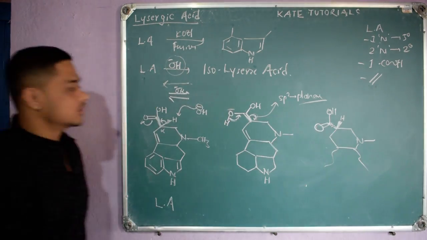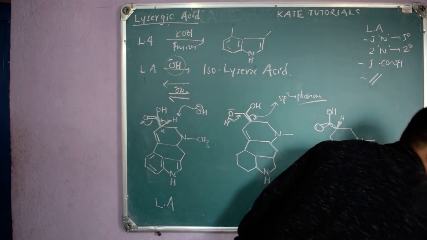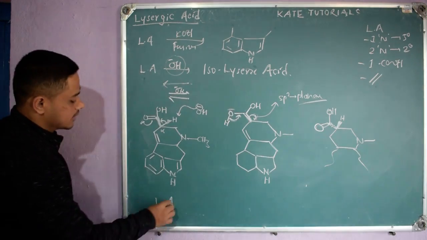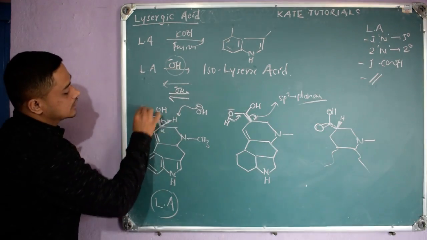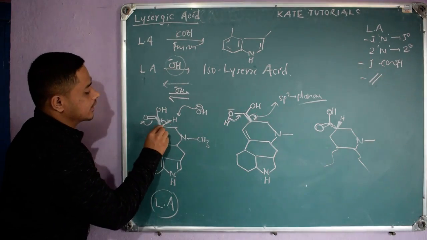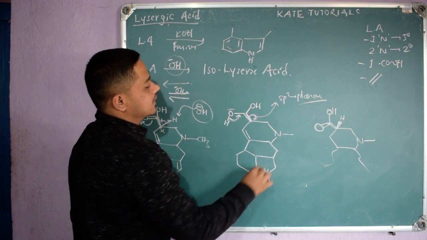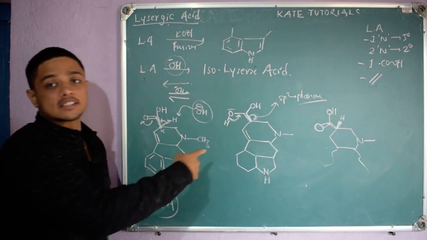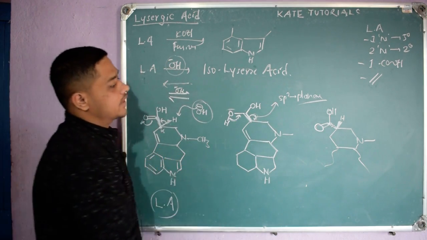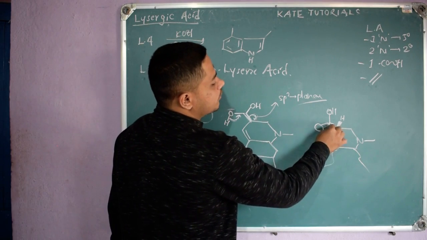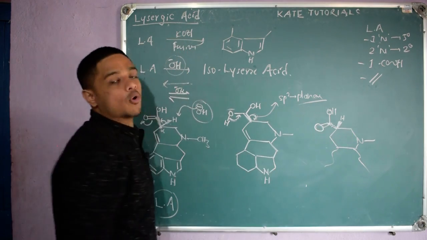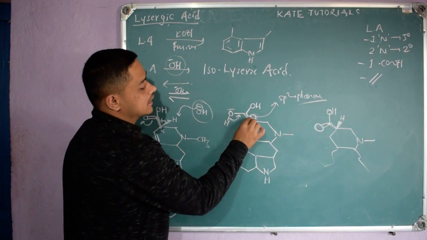So what did you understand? We understood that initially it was lysergic acid, in which the COOH group was above and H was below at this carbon. Later they found out that in the presence of this base, OH minus, it will undergo tautomerism, because of which this COOH group will go below and H will come above. Why it happened you should understand: because it is planar.